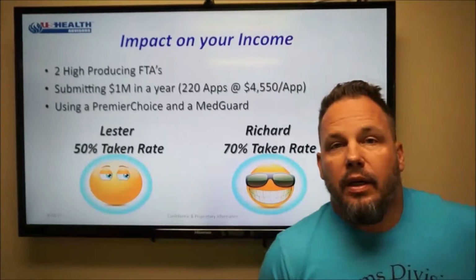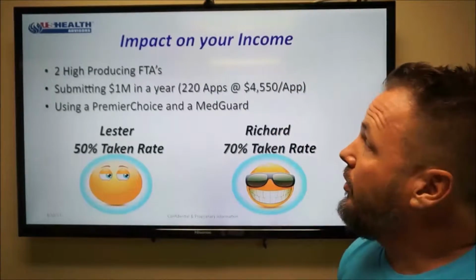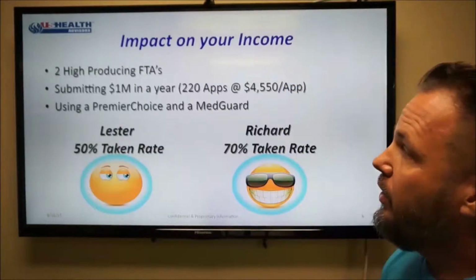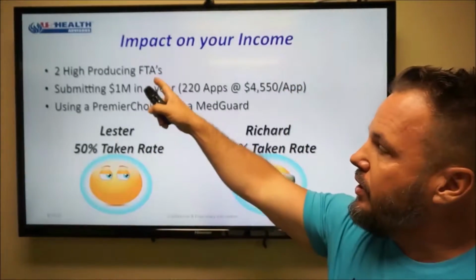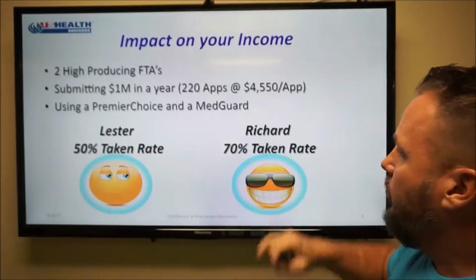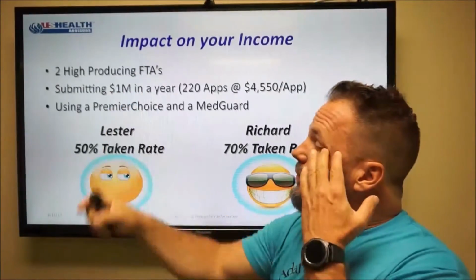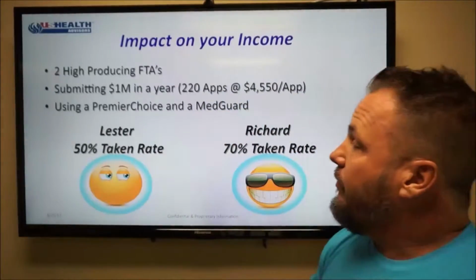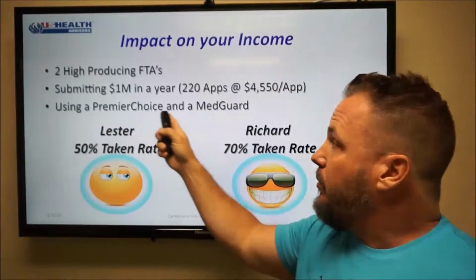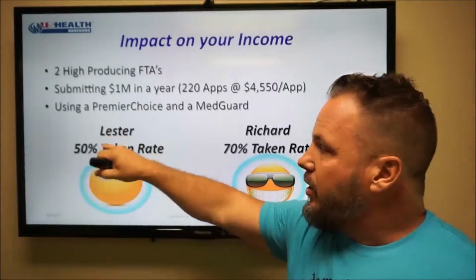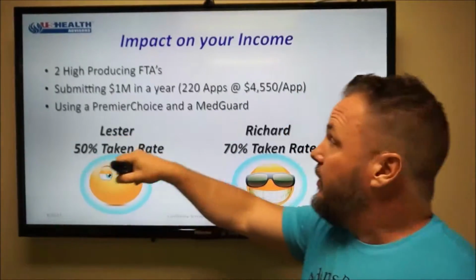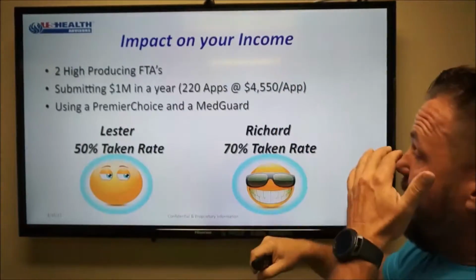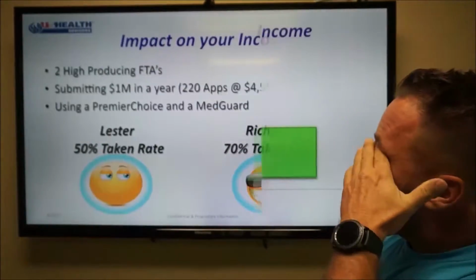Easy math. Let's talk about how important this is, what the impact is going to be on your income in regards to your take-in rate. We're going to take a look at 2 high producing FTAs. One is Lester, one is Richard. Both are submitting $1 million a year, high producers, which is 220 applications at a $4,500 average using Premier Choice and a MedGuard. Lester has a 50% take-in rate, so 220 apps, about 110 are taken, right? Richard has a 70% take-in rate.